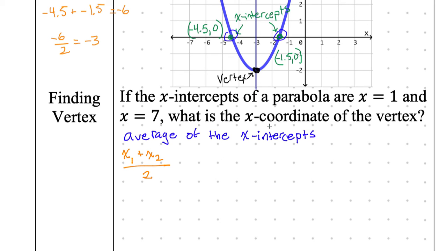So in our case, we're going to say, what is 1 plus 7, and then divide by 2. That's going to be 8 divided by 2, and therefore the x-coordinate is 4. I'm pretty sure we could have gotten that without having any formula, but there it is. I know some of you really like formulas, and that concludes Notes 10-1. I'll see you guys tomorrow.